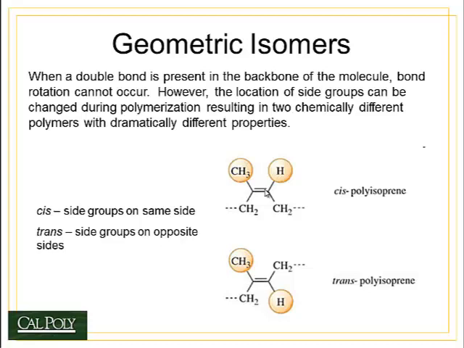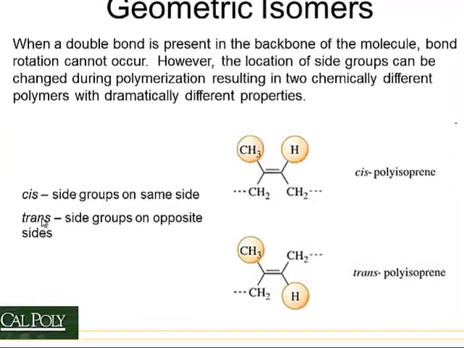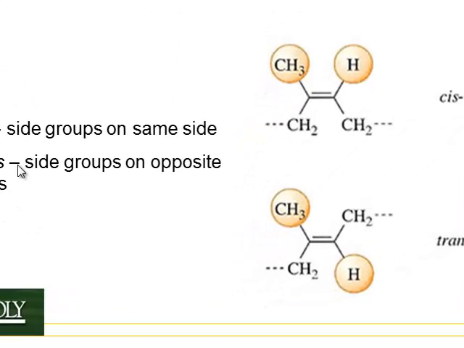Cis is the Latin word for same. If the hydrogen and the CH3 are on opposite sides of the double bond, then it's a trans polyisoprene molecule, or opposite sides. Trans is Latin.